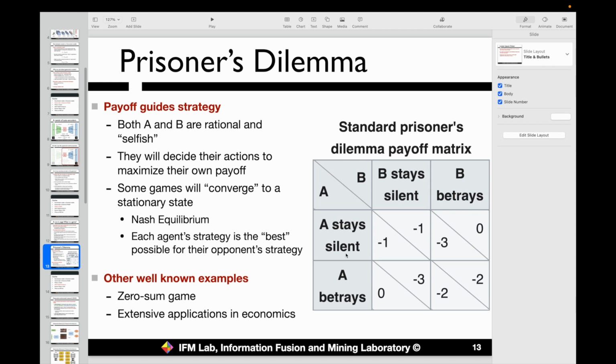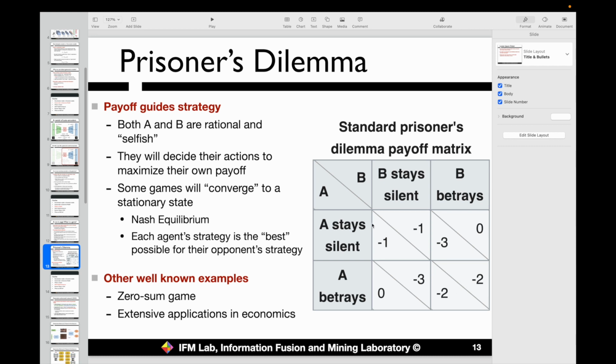Then how about A? If A further changes his action from betray to silent, from this entry to this one, his reward will be decreased, right? In other words, A will no longer change his action from this one to this one anymore. So from this entry, by changing their actions to increase their own reward, they will finally converge to this entry as a result.